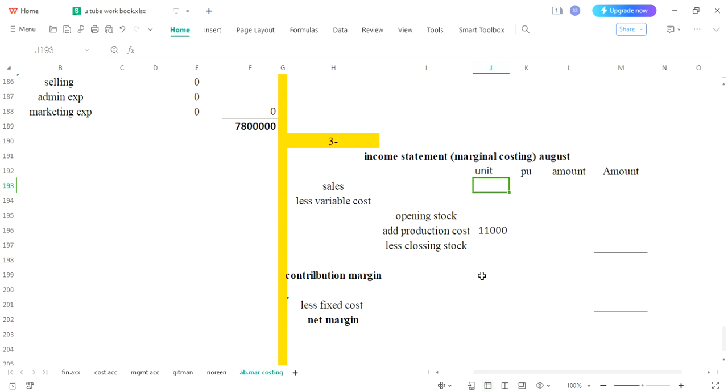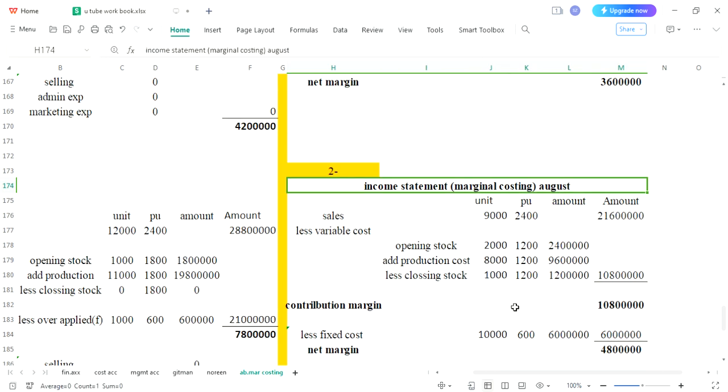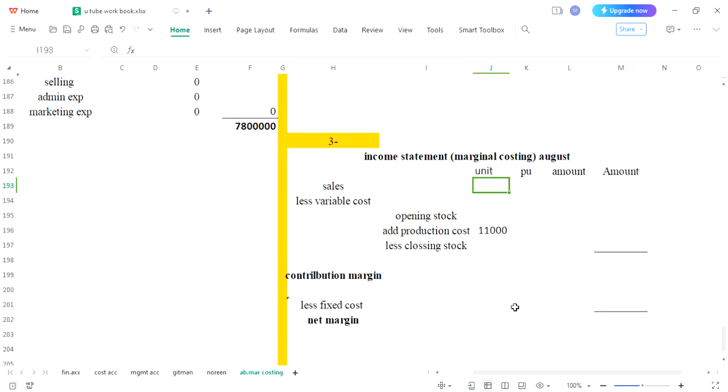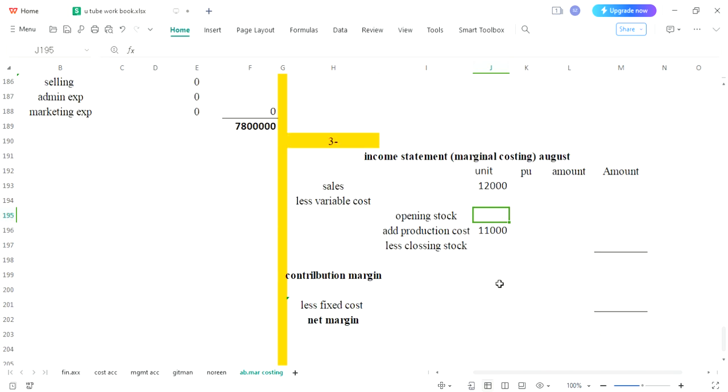Now we will see how many units sold. In the third part, units sold are 12,000. So here 12,000 units sold. Opening stock, as usual, we will go to the second part. Closing stock of the second part would be opening stock of the third part. So closing stock 1000 would be opening stock for the third period.